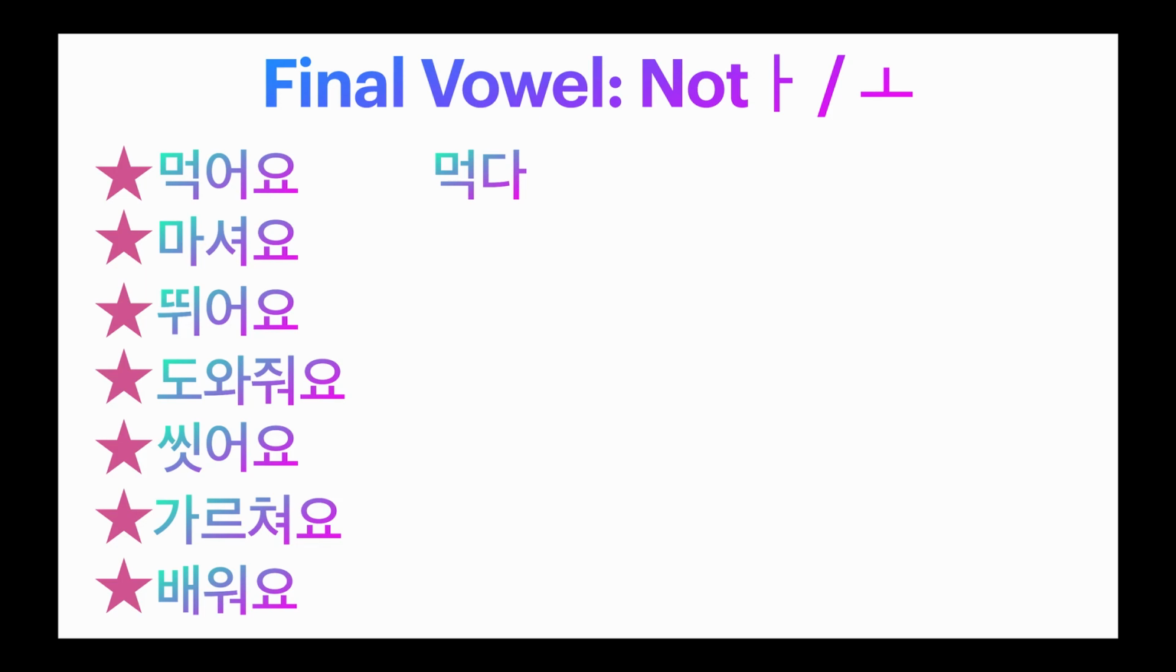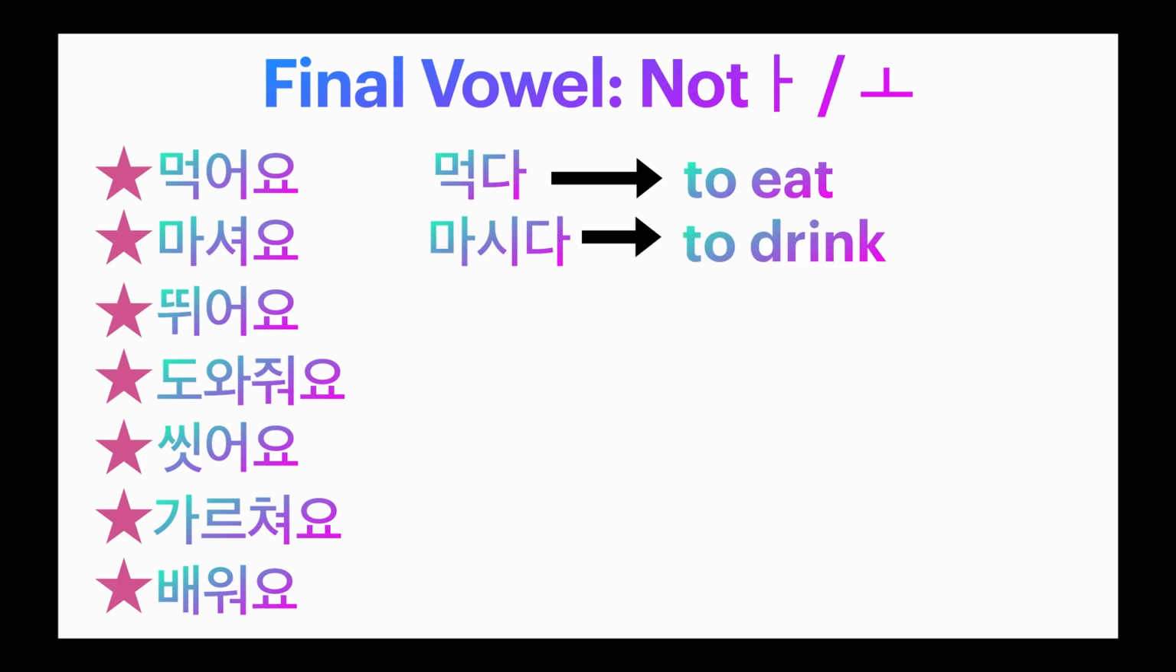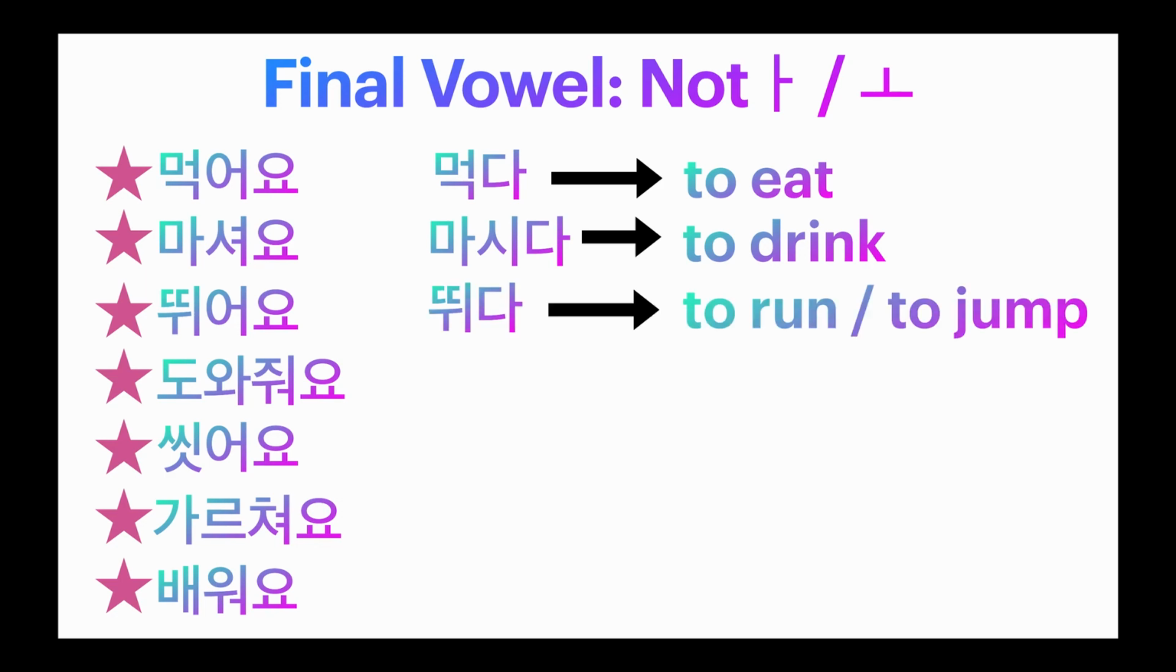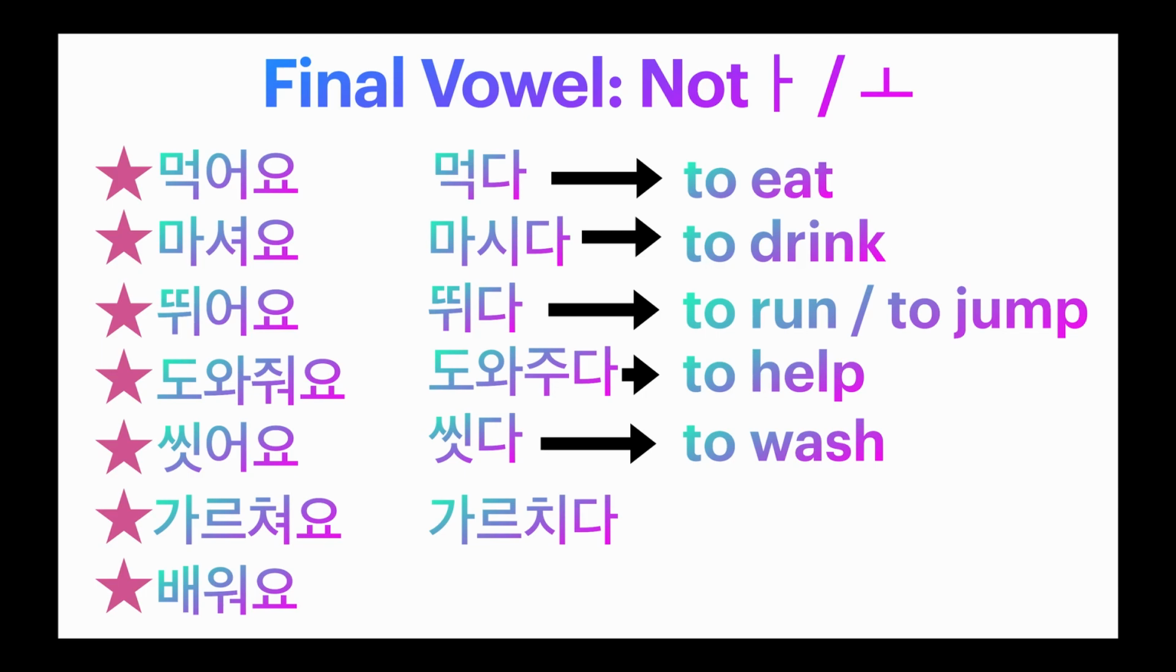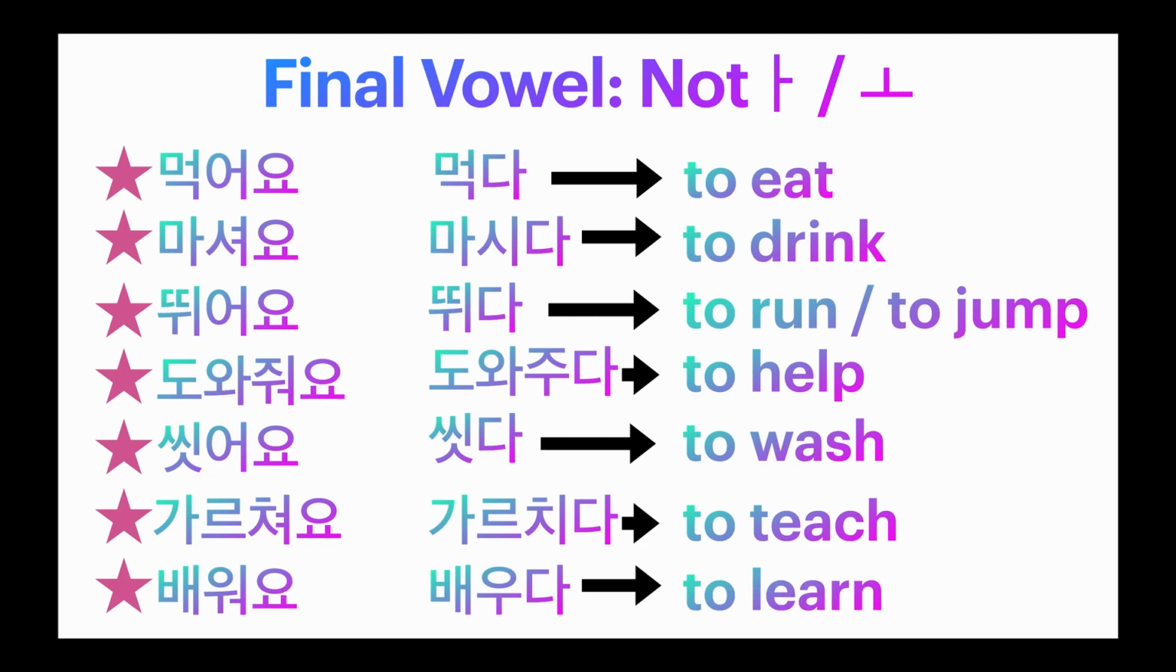Starting with 먹다. 먹다 came from 먹어요, and it means to eat. 마시다 came from 마셔요, and it means to drink. 뛰어요 came from 뛰다, which means to run or to jump. 도와줘요 comes from 도와주다, which means to help. 씻어요 comes from 씻다, which means to wash. 가르쳐요 comes from 가르치다, which means to teach. And finally, 배워요 comes from 배우다, which means to learn.